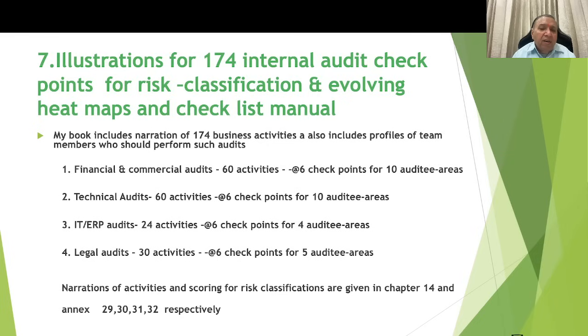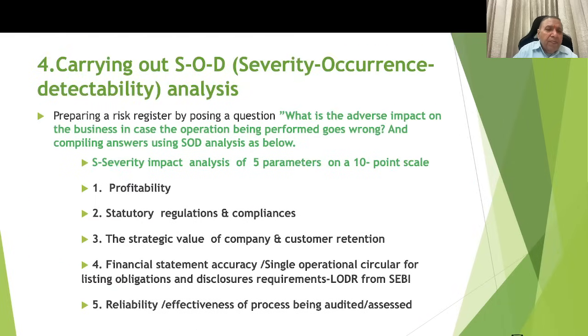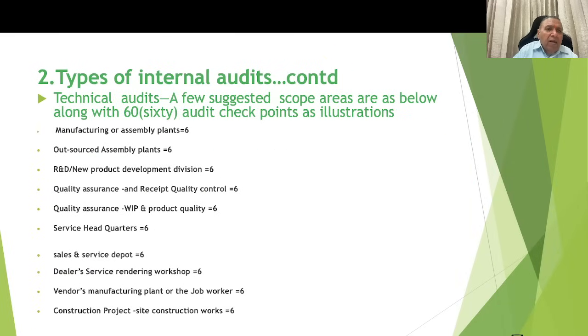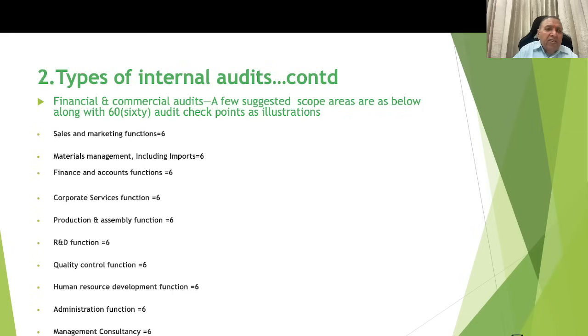Now these 174 points are, like, in the financial and commercial audit, 60 activities for the 10 audit areas. Which are these 10 audit areas? Like technical audit, 10 audit areas, 60 activities. Let me go back to this. In the financial and commercial, the 10 audit areas are sales and marketing, materials management, finance and accounts, corporate services, production and assembly, R&D function, and so on and so forth.